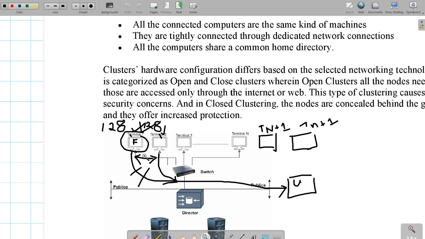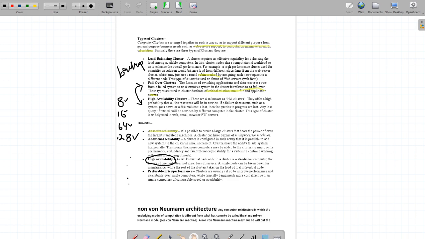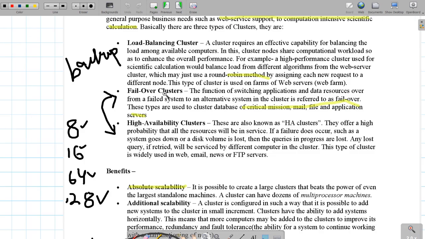Why it doesn't happen? Because the data in the failed system, or by failed system, I mean the system which has broken down, is then transferred to some other terminal which is there at Google's office to do the same task for you. And that was the idea behind this failover cluster computers.